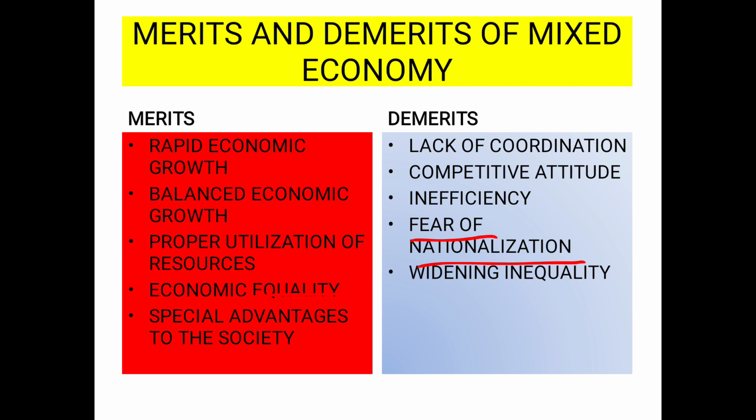Next thing, widening inequality. So, what is happening? There is a wide gap between the rich and the poor. So, these are supposed to be the merits and demerits.